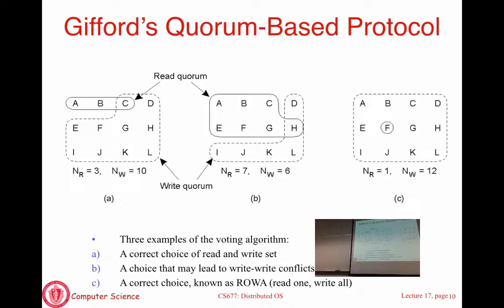Question: if NW is set to 7 and the number of read servers is set to a value higher than 7, in case B, then there will always be a conflict. Let's take this example. NW is set to 7, and you pick NR to be 8. NW is greater than half, and NR plus NW is greater than N. You will see that the technique works from a safety property.